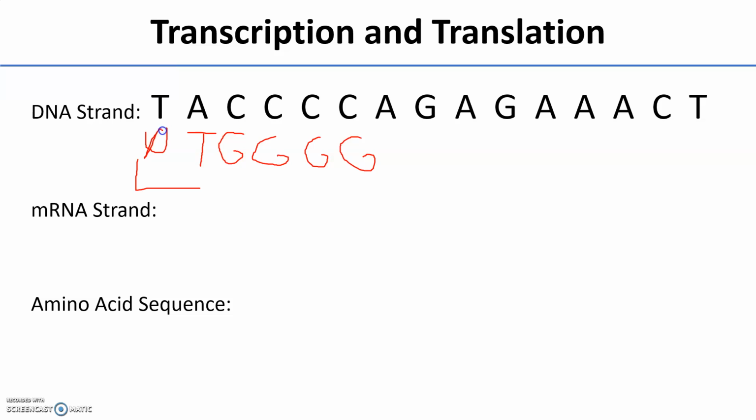Now, after you get the entire strand, the next thing I would tell you to do is mark off every 3 because that's your codons. Remember we talked about codons? And then you would do it up here as well, okay? And then you have to figure out what is that amino acid sequence.